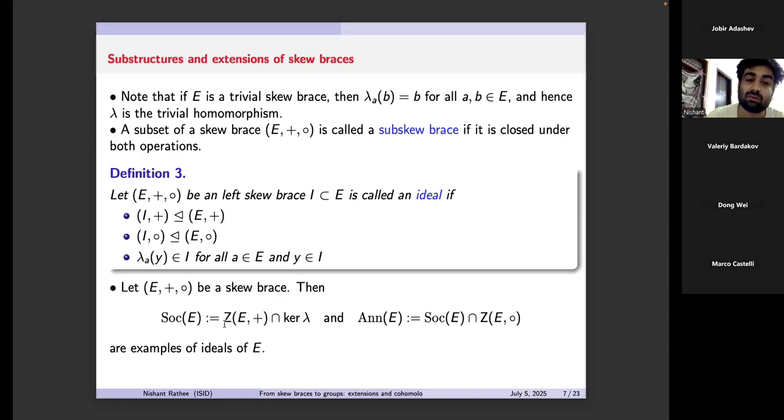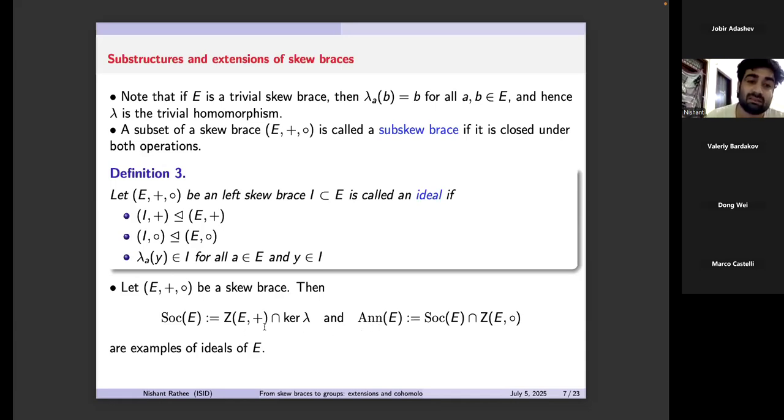Proving that this circle is an ideal requires some calculations, but these were all proved by Benjamin in his paper. This annihilator is sometimes viewed as an analogue of the center in the category of skew bases. In this talk we'll see why it is called so.